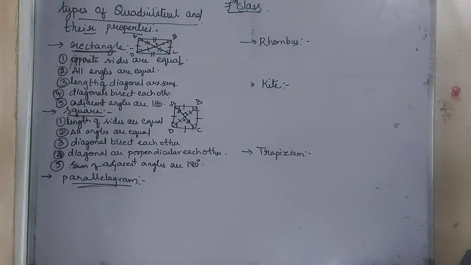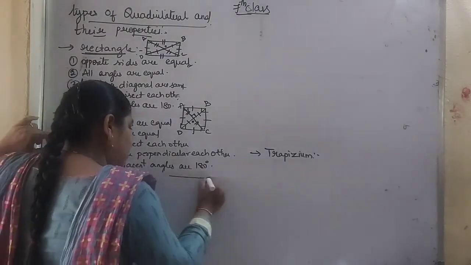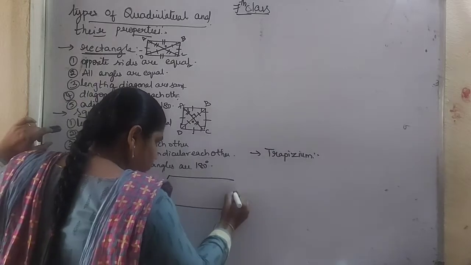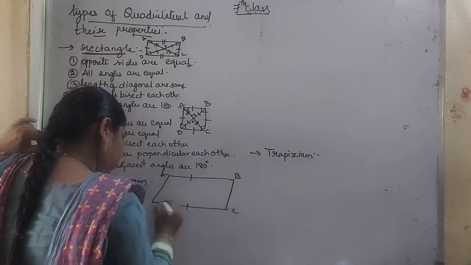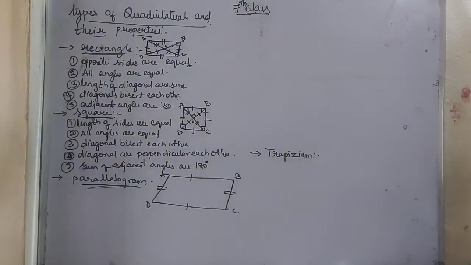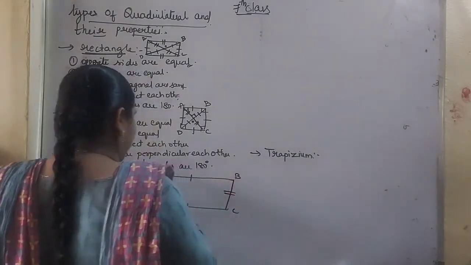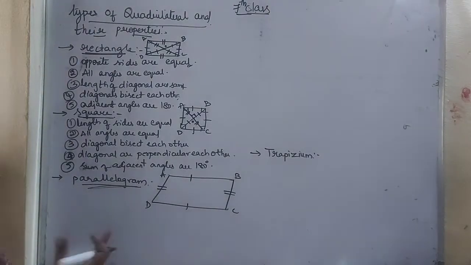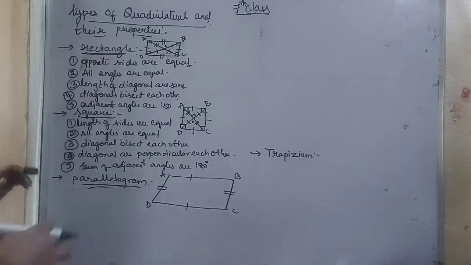So next is parallelogram. So if you see the parallelogram, opposite sides will be equal and they are parallel to each other. So AB is parallel to DC and BC is parallel to AD. So they are parallel and also they are equal. The lengths of opposite sides are equal.